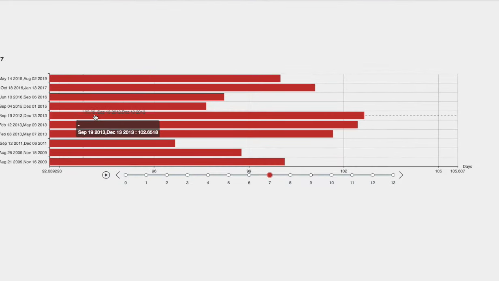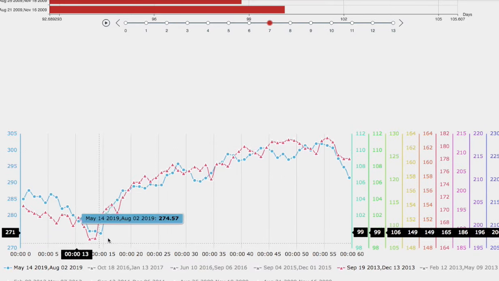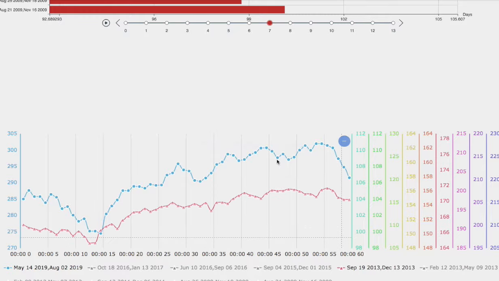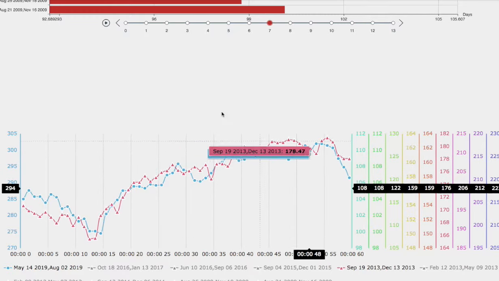So again, the trend that we took a look at was September 19th, 2013 to December 13, 2013. Back then, the S&P 500 was up roughly 2.7% in the next coming days. And here's the line trend that I compared it to. So we have the current trend right here and the 2013 trend overlapping it.